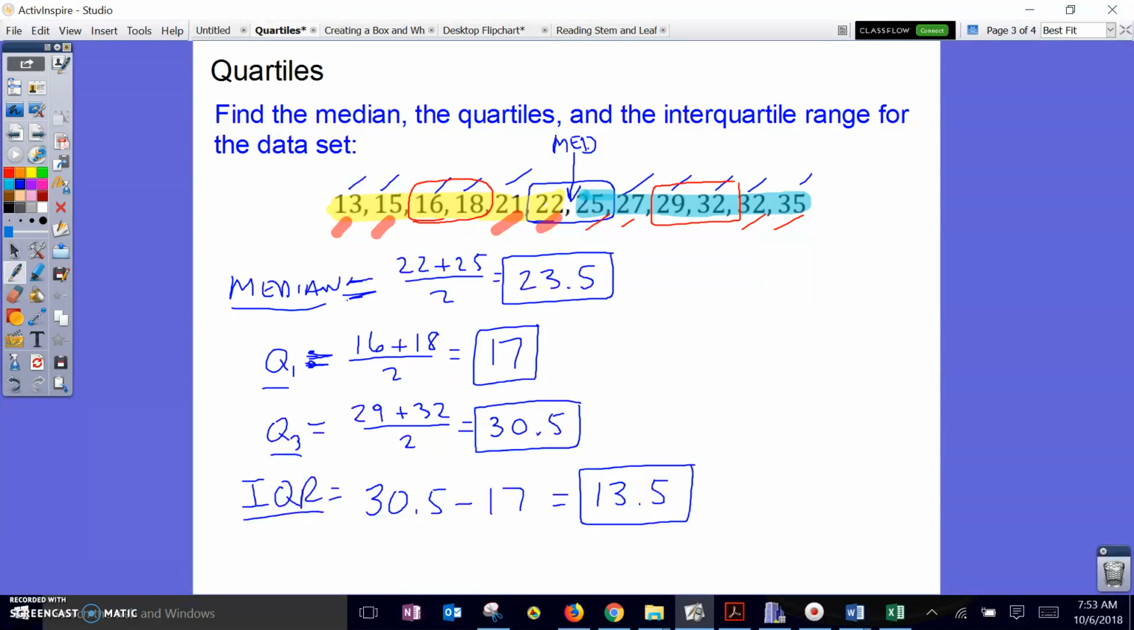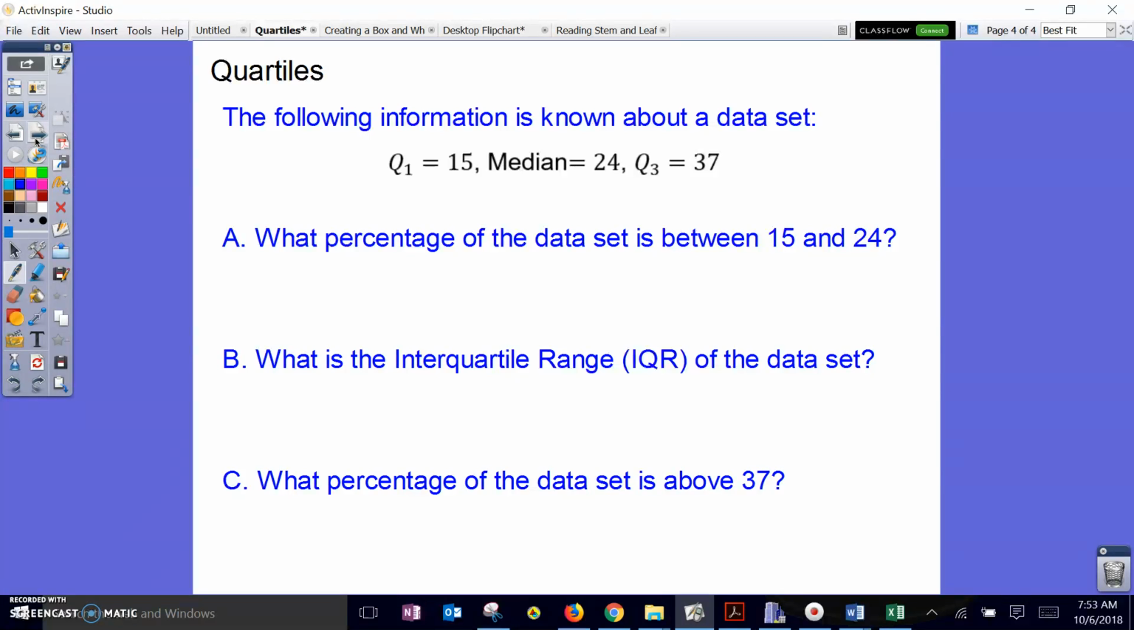Alright, one more problem in today's video. Alright, we know the following information about a data set: that quartile 1 is 15, median is 24, and quartile 3 is 37. And what happens, because we know these values, we can set up a little relationship here, where we've got quartile 1, we've got the median, and we've got quartile 3.